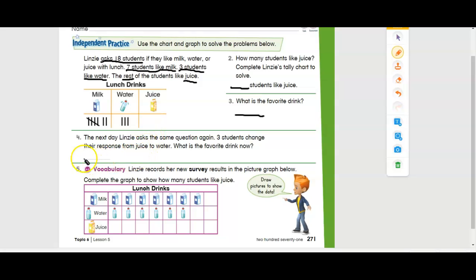You'll write your answer in the blank for number 4. So again, look at your finished tally chart on your workbook. And if 3 of these students change their vote from juice to water, which drink would be the favorite? Milk, water, or juice? Write your answer in the blank for number 4.